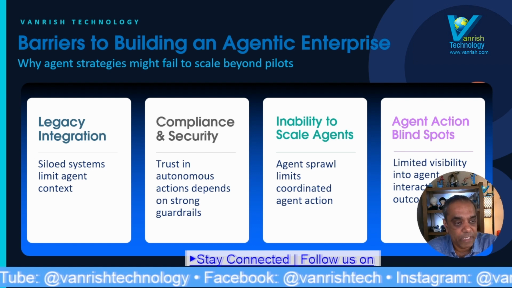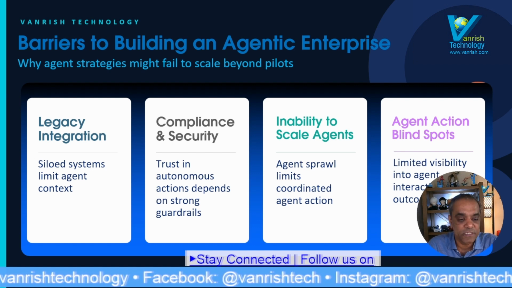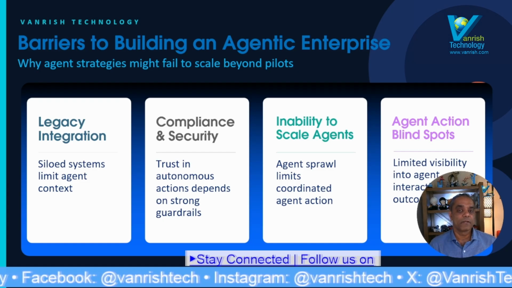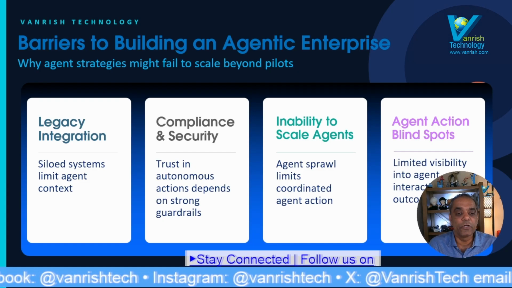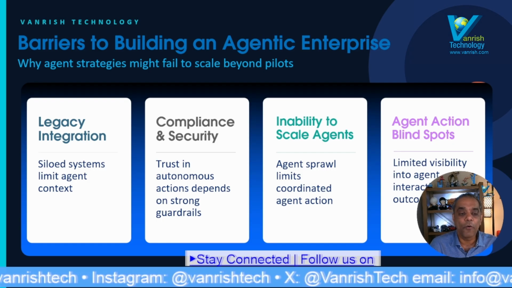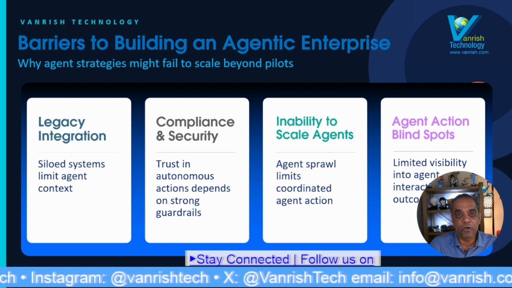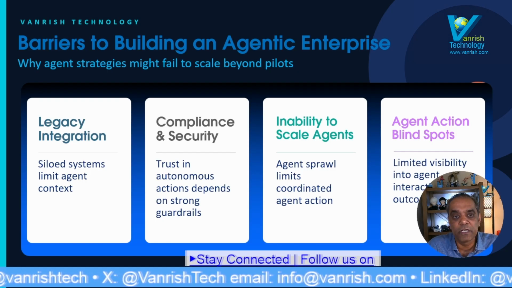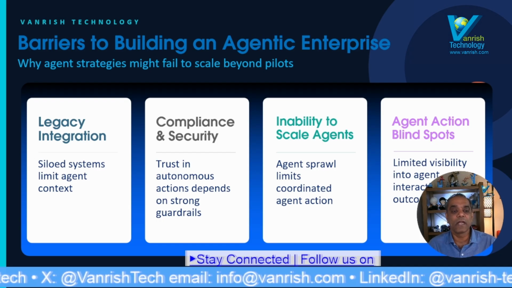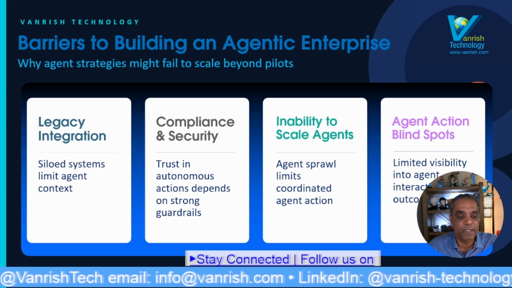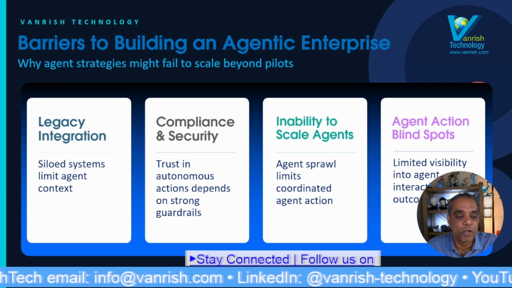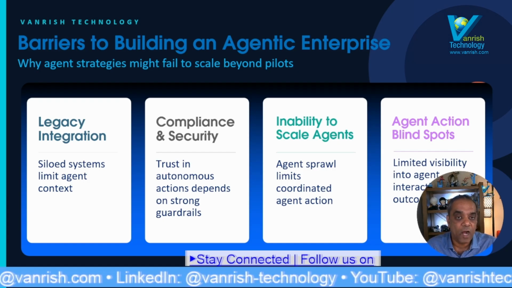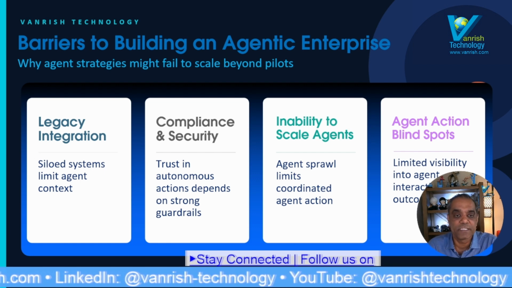And last but not least is the agent action blind spot. As agents operate across systems, there is a lack of visibility into how decisions are made, how agents interact, and where the breakdown occurs. These are very common whenever you are working at the enterprise level, and that is one of the biggest barriers for the agent fabric. Without end-to-end insight into agent behavior and outcome, it is very hard to find out what is going on with your agent and your data.